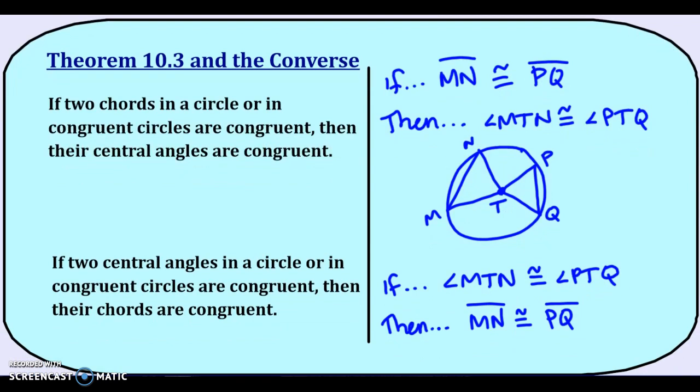So like I said, I already have this written down, so pause it if you need, but you can see that we have a theorem and its converse. So if MN, this chord, is congruent to chord PQ, then we know their central angles are going to be congruent as well. The converse below is also true. If I know those central angles are congruent, then their chords are going to be congruent as well. So that is our first theorem, relating our central angles to those chords.